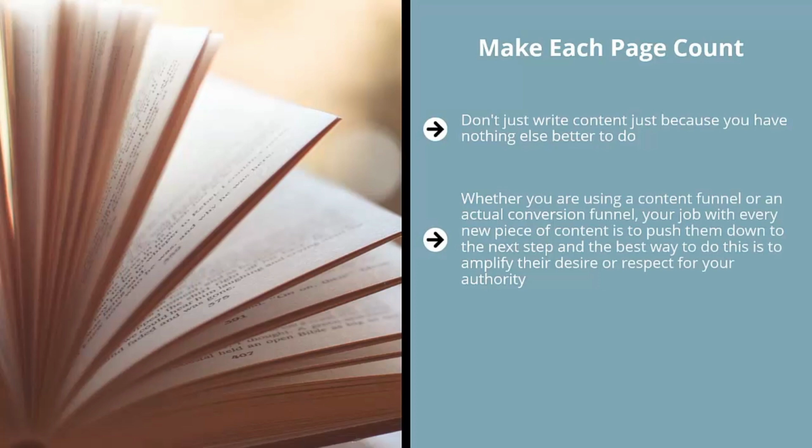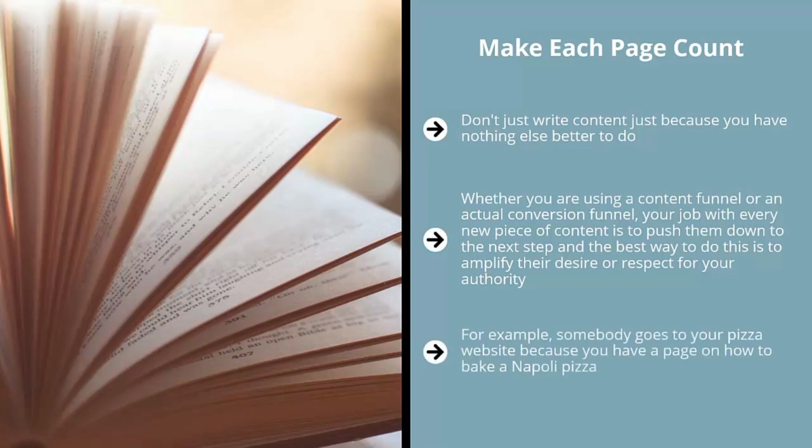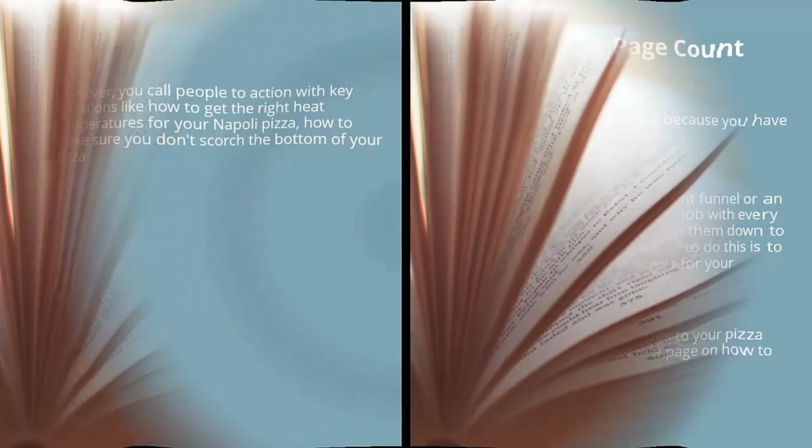Whether you are using a content funnel or an actual conversion funnel, your job with every new piece of content is to push them down to the next step, and the best way to do this is to amplify their desire or respect for your authority. Basically, you get them excited about the next step. To put this in practical terms, please understand that when people are looking for a basic question, they usually have another question in the back of their mind. For example, somebody goes to your pizza website because you have a page on how to bake a Napoli pizza. So, your first page lays out information regarding what a Napoli pizza is and a basic recipe. Pretty straightforward.